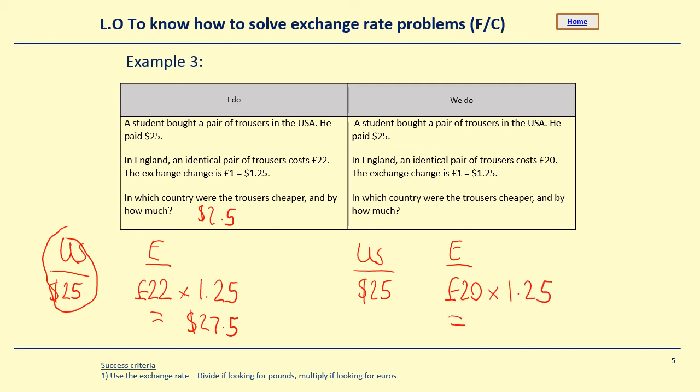So 20 times 1.25 is going to give me 25. Okay, so 25 US dollars. So they weren't cheaper in either country and by 0. So I'm just going to write same price. So really well done if you got that right. Now we're going to move on to some independent questions now. So make sure you've got that where you do copy down, you've looked, if you've made any mistakes, you put them right.